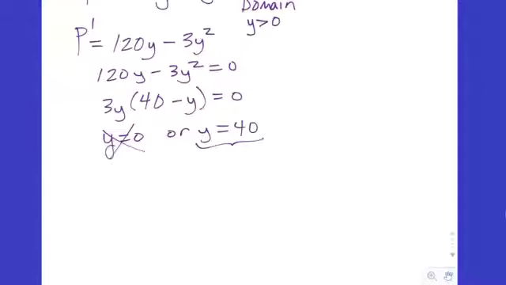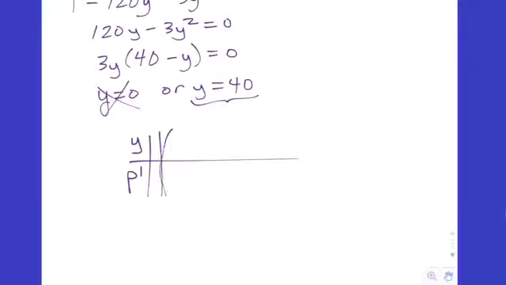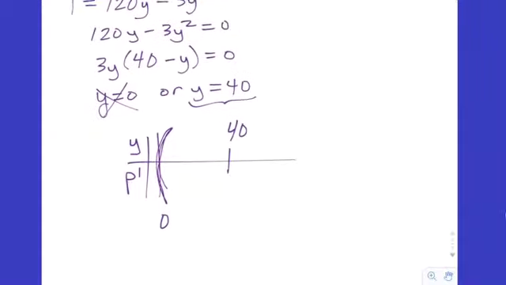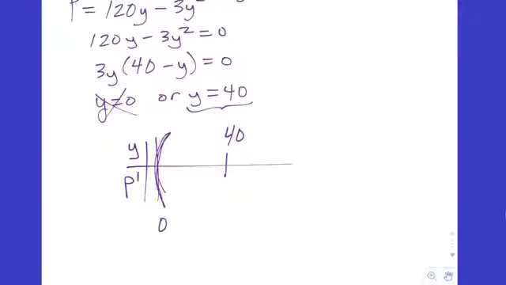Plug in values on either side. How about a little number line chart? Does that work? Yeah. So let's do that. We'll have Y and P prime now. And remember, our relevant domain is everything greater than 0. So I'll put like a little parenthesis here and a 0. So here's 40. And pick a number to the left of 40, but not negative. 20? I like 1. You do 20, see if we get the same thing. A number to the right of 40, I'll put 4,000.